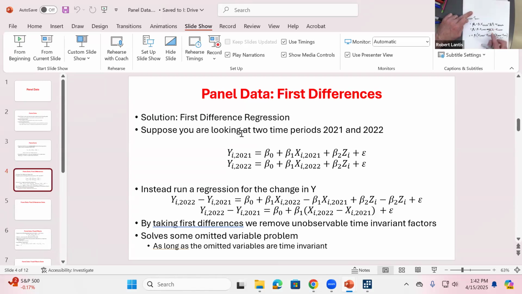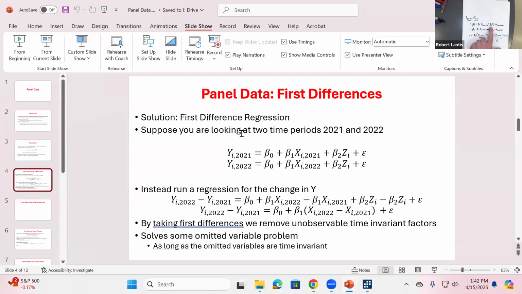So if I estimate a first difference approach, I don't even need data on that. All I need data on are the X and Y values from those two time periods. I don't have to worry about all these time invariant factors. So that's helpful, right?